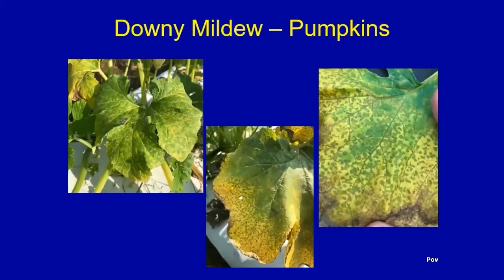This was a trial I had of pumpkins in Shorter, Alabama, near Tallahassee. This was 2 years ago, and you can see those lesions on the upper leaf surface here. You'd see spores on the lower leaf surface. And this pathogen really looks different on each cucurbit. It doesn't look the same, and sometimes I confuse one disease with another because of the difference in hosts.